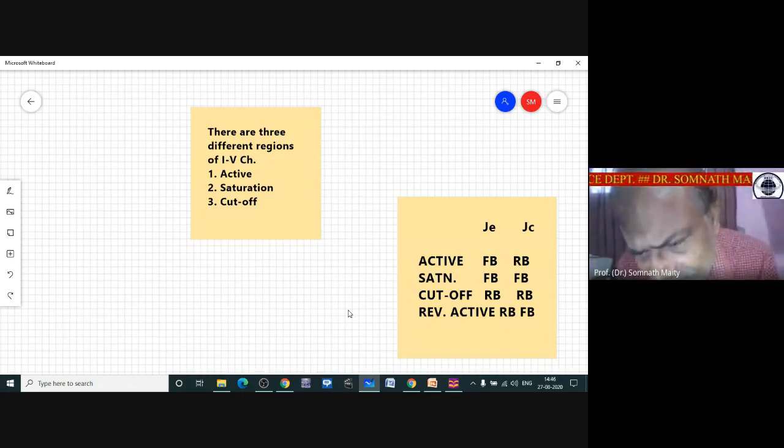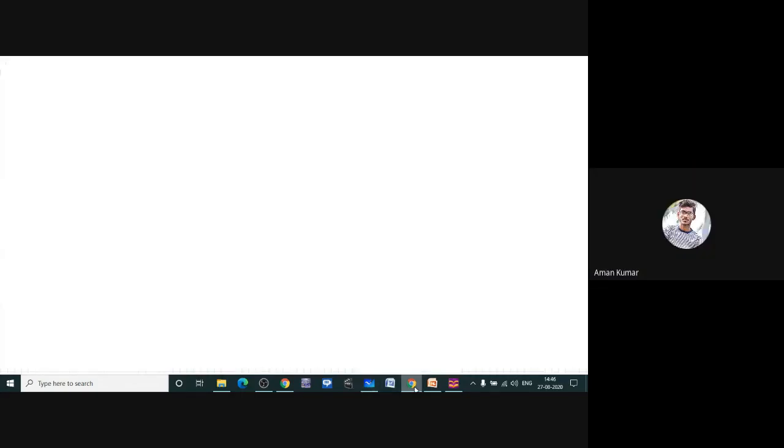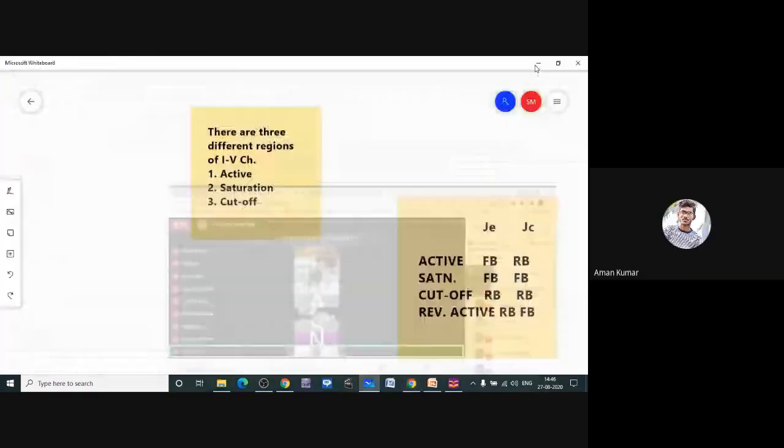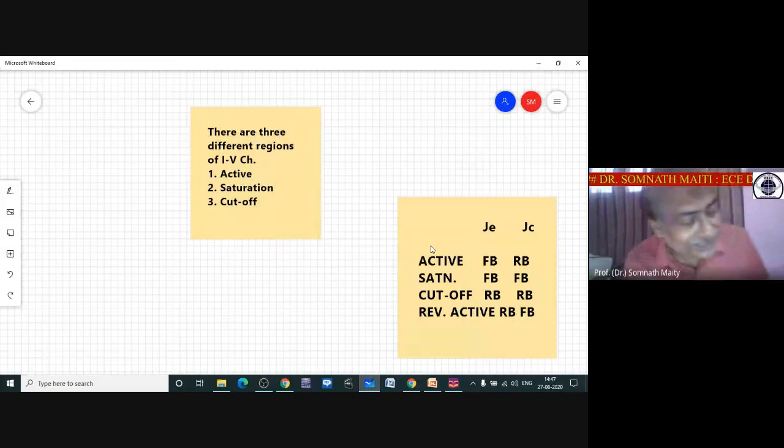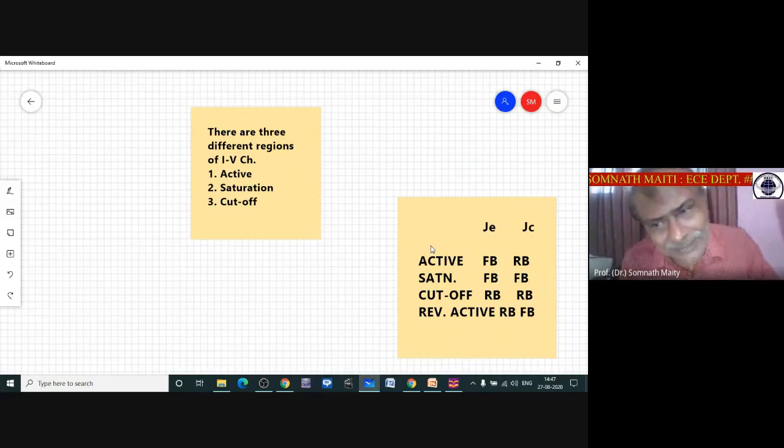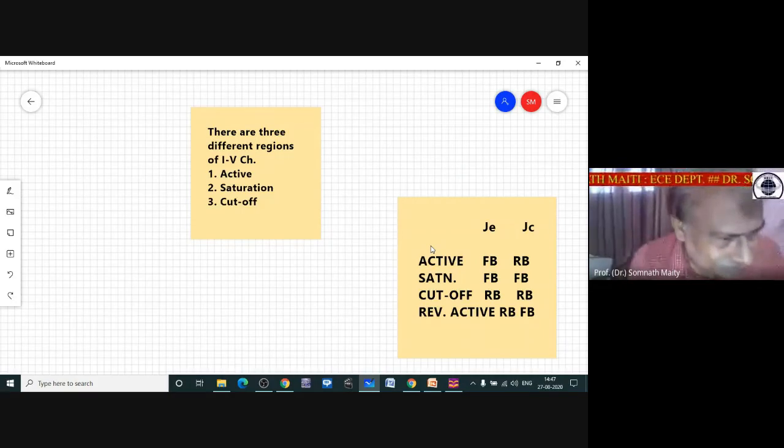What's your question? How do we say active, emitter and collector junction? This is how we say. I can't say. Those who discovered the transistor, they have defined this. I am not defining anything. This transistor was discovered by Bardeen, Brattain, and Shockley. They have defined it. Have you got my point?